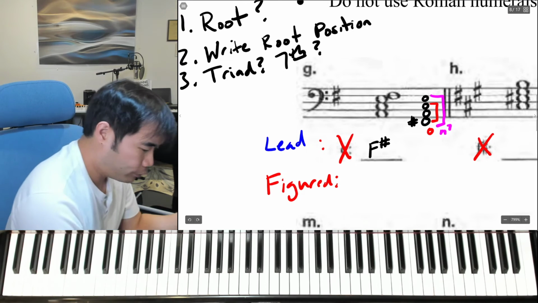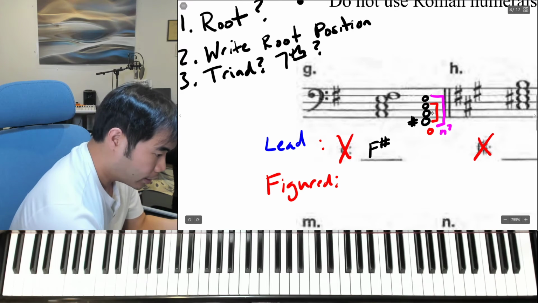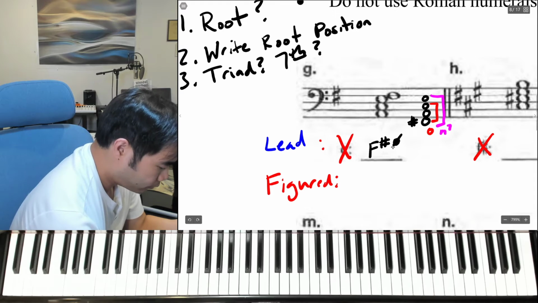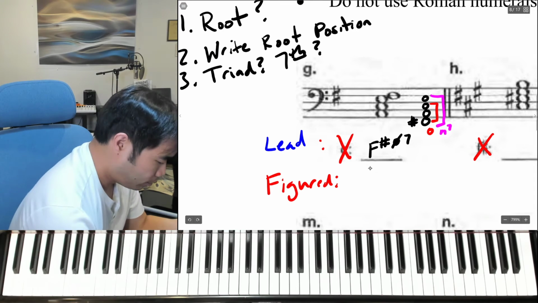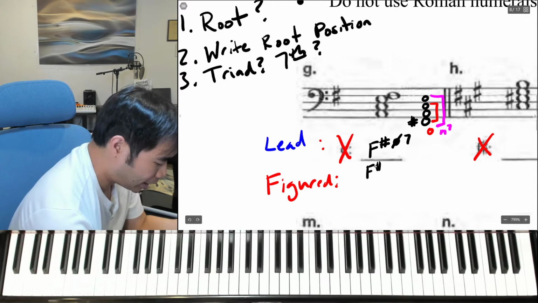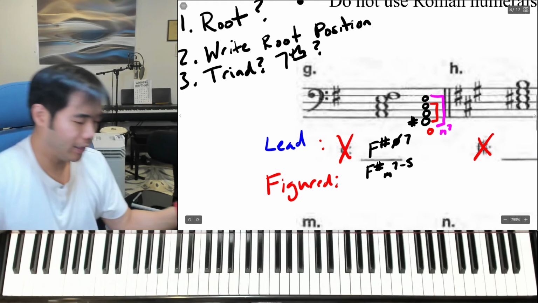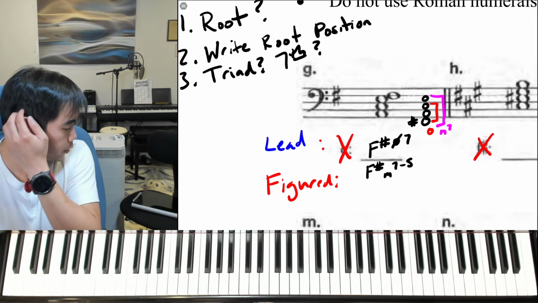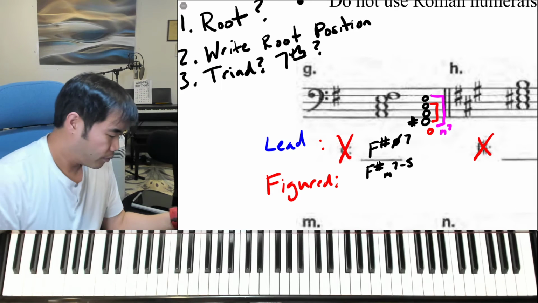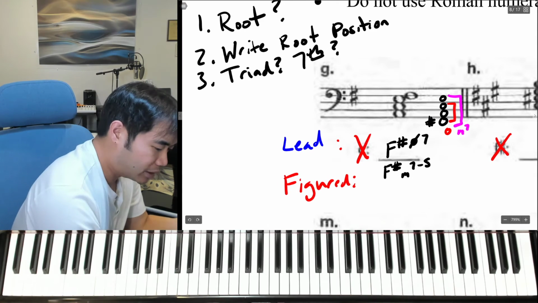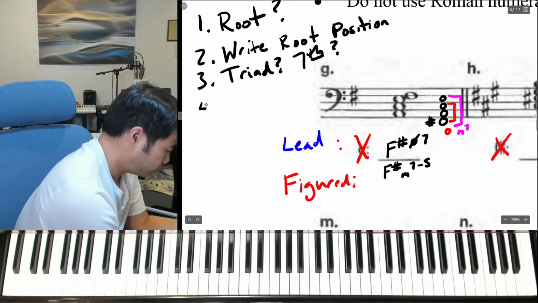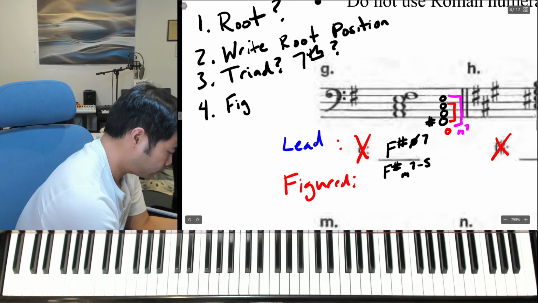So I'm going to write F sharp, half diminished seventh. Because it's half diminished seventh, I could also write F sharp minor 7, flat 5. Okay, that's also an acceptable response. And then the final step is to determine the inversion, the figured bass symbol.